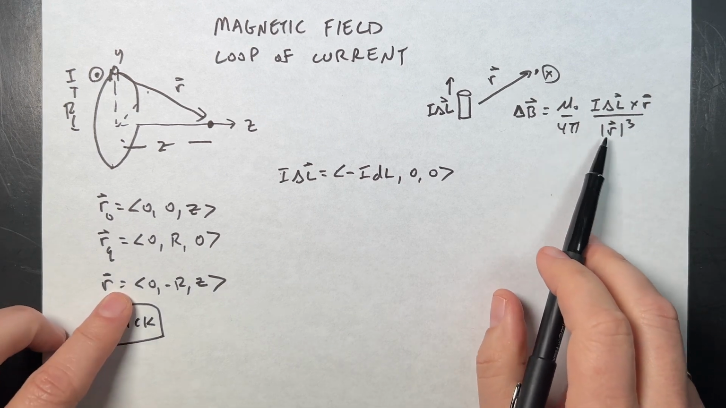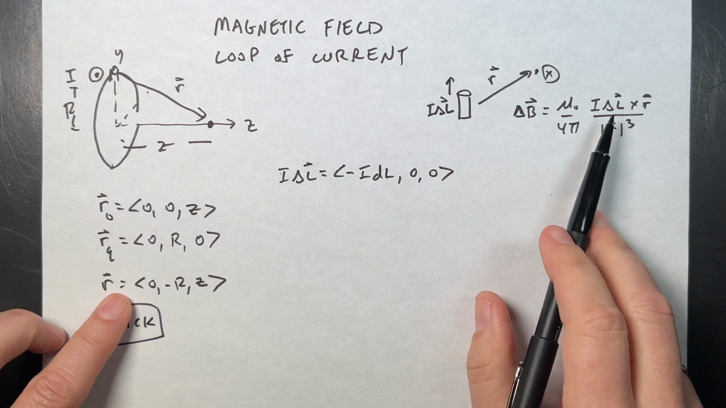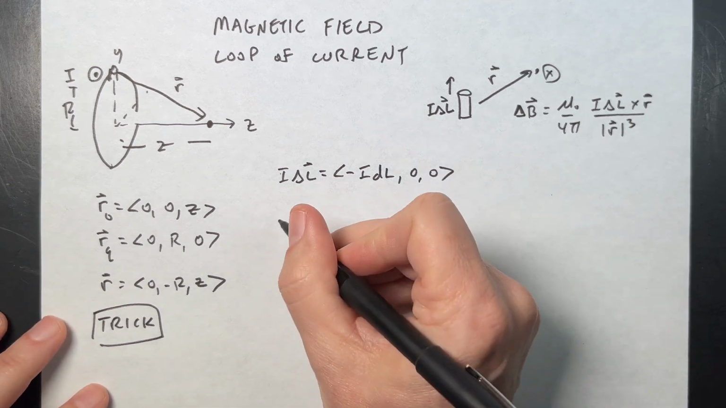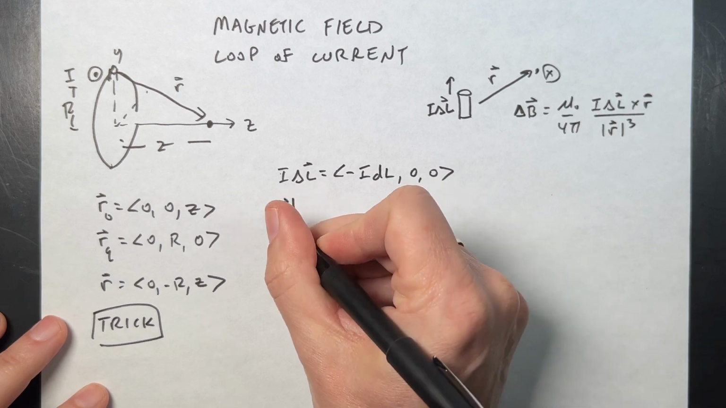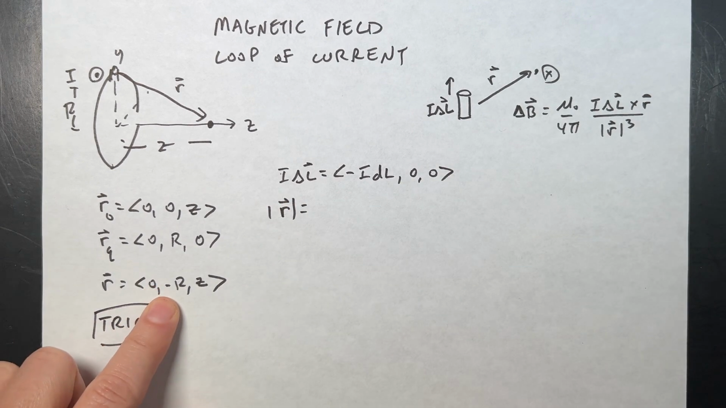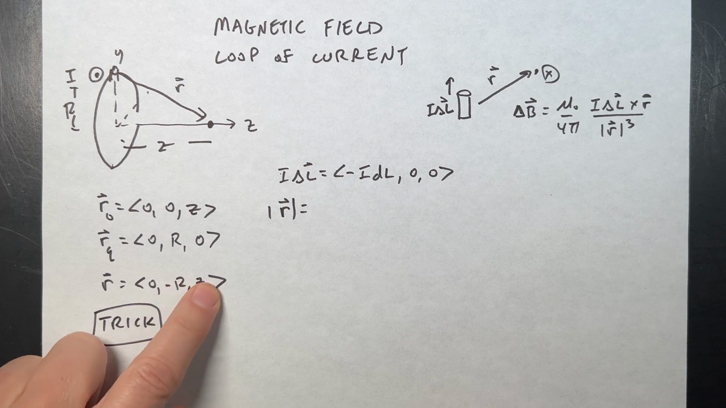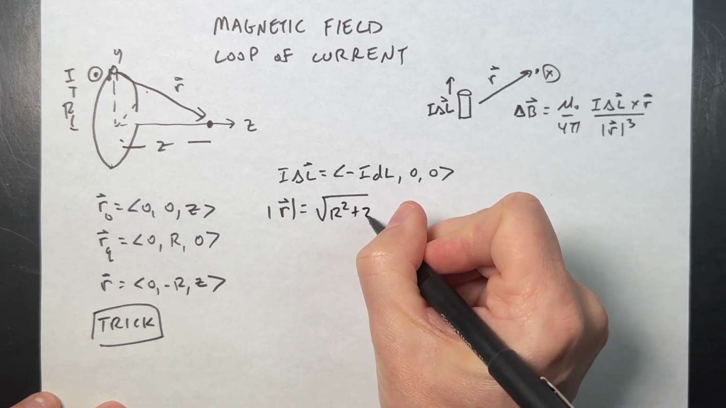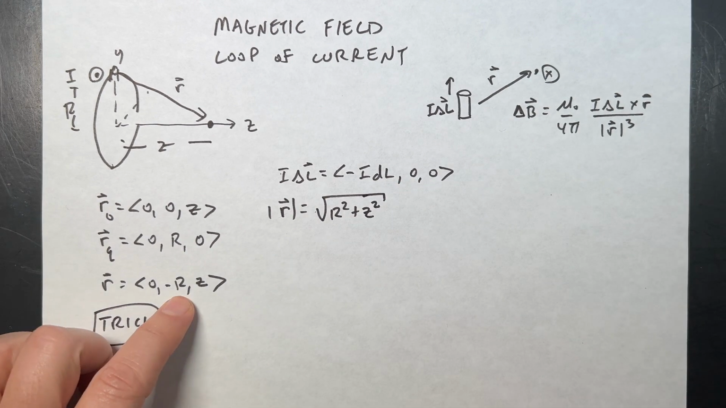Okay. Now I'm going to need two things. I'm going to need the magnitude of R down here. I'm going to go ahead and find that. And then I need to find this I delta L cross R. So let's do the magnitude of R. That's not too hard. The magnitude of R is going to be the magnitude of this. So it's going to be this squared plus this squared, square rooted. So I get the square root of R squared plus Z squared. So that's just the magnitude of that.